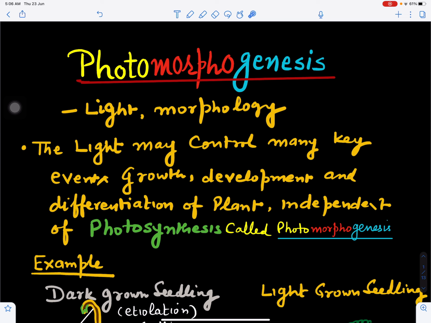During photosynthesis, plants, when they are green in color, in presence of sunlight, can synthesize their food, and that food can move with the help of vascular tissue from one part of the plant to another part, and that will also control the growth and the development. But here we are not talking about photosynthesis. Excluding photosynthesis, how light is controlling growth, development, and differentiation of the plant is called photomorphogenesis.